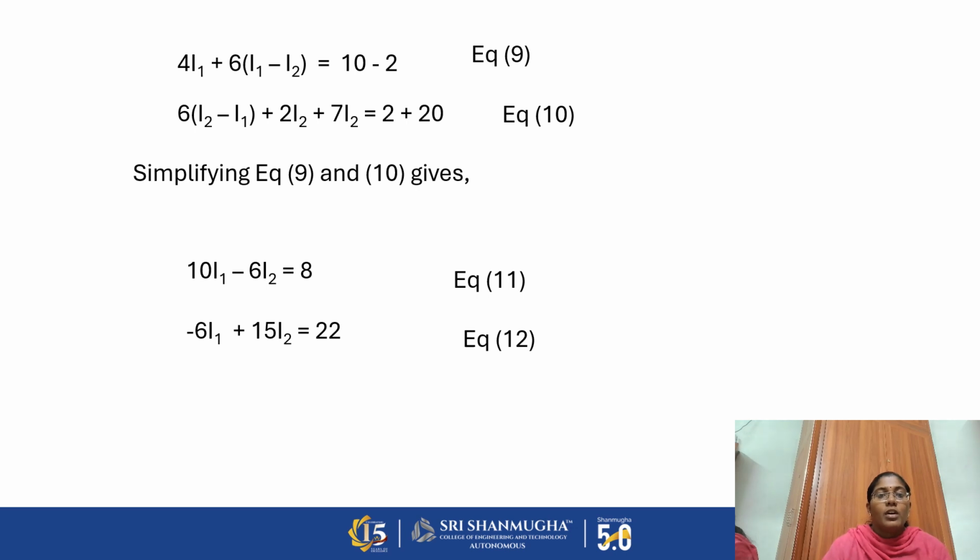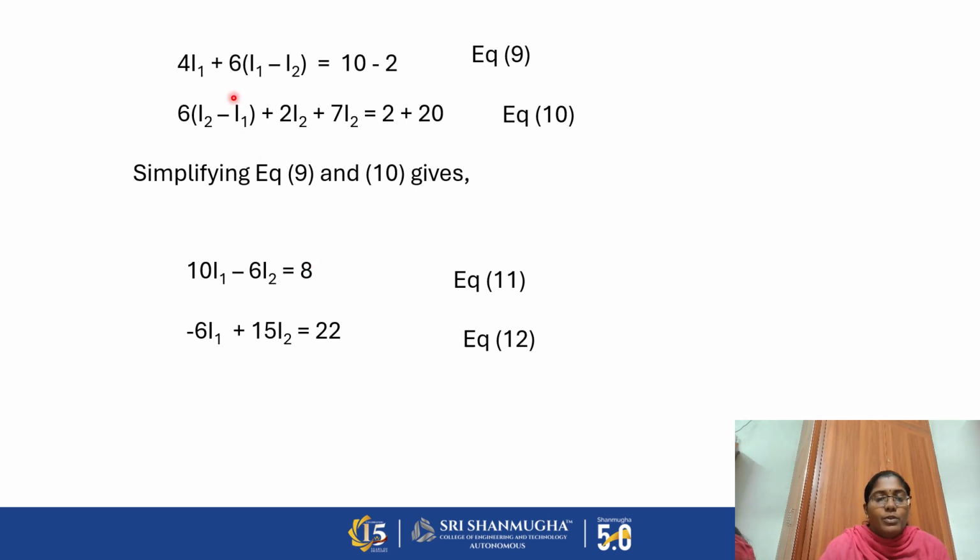Now we need to solve equations 9 and 10. For that, we have to simplify the equations. How to simplify? We look at the coefficients of I1, which are 4 and 6. 4 plus 6 is 10. So 10 I1 minus, and the coefficient of I2 is only 6, so minus 6 I2 is equal to 10 minus 2, which is 8. This equation can be marked as equation number 11.